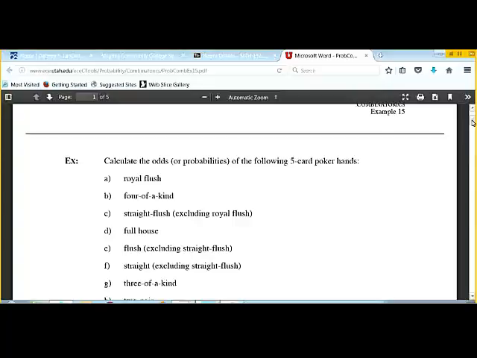And so, you might have the question. Here's an example. How would you calculate the probabilities of the following 5-card poker hands? So what's the probability of randomly dealing 5 cards? What's the probability of you getting a royal flush, which is, I think, the hardest card? Pretty close to, it's not exactly 0, but it's pretty small.